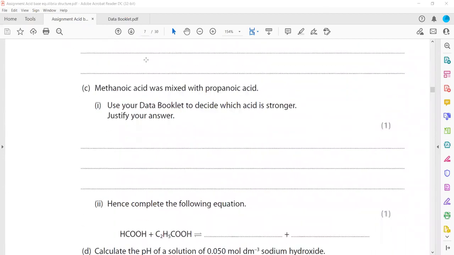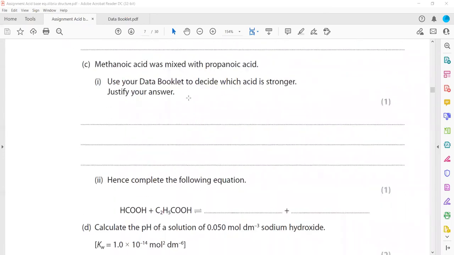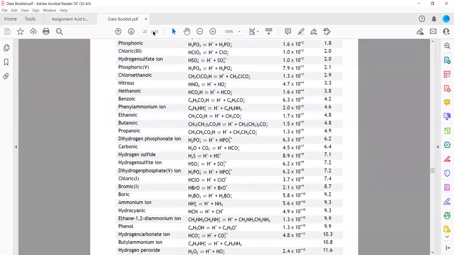Then methanoic acid was mixed with propanoic acid. Use a data booklet to decide which is stronger. Methanoic acid is mixed with propanoic acid. Methanoic acid is 1.6 Ka and propanoic is 1.3. So methanoic acid has a higher value of Ka. Both are weak acids, but in comparison, this is stronger and this one is weaker.